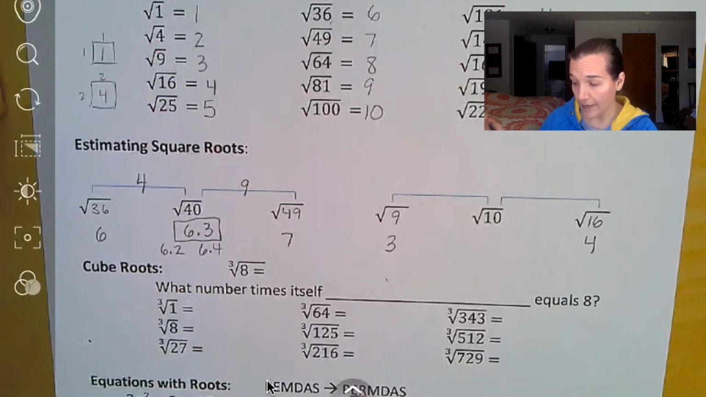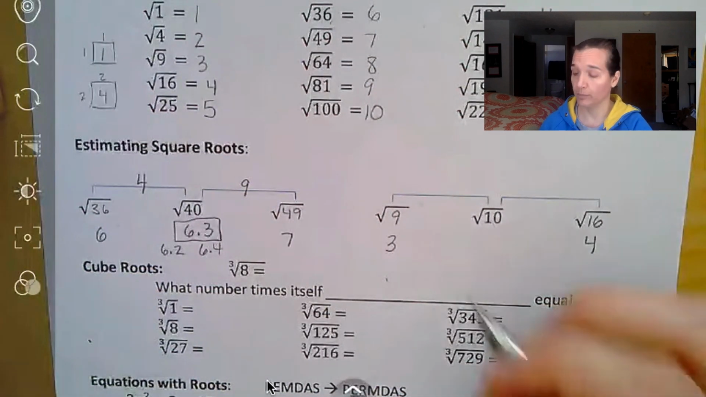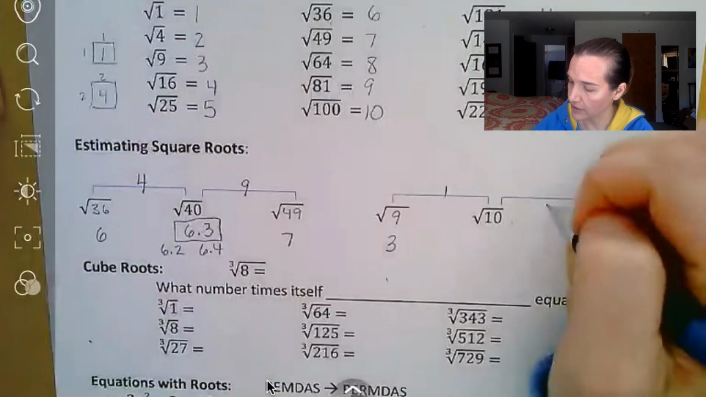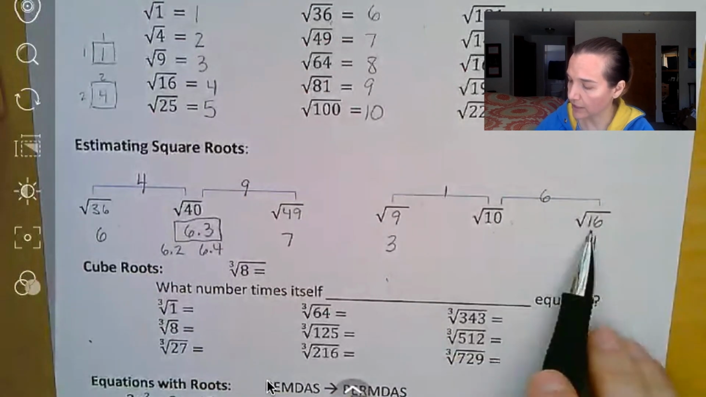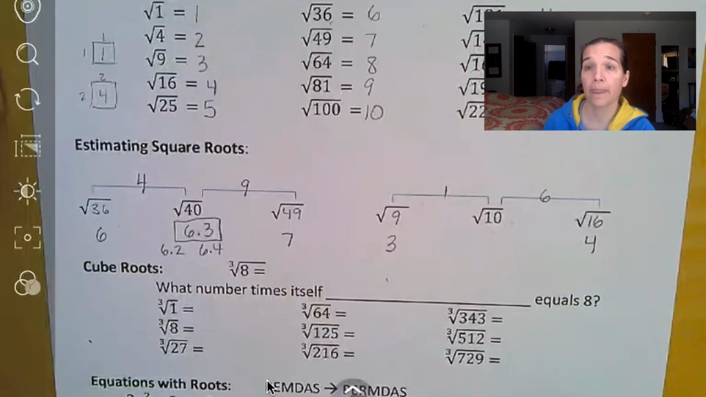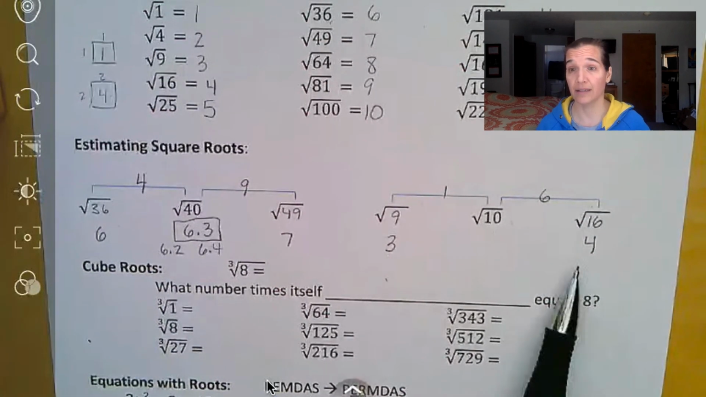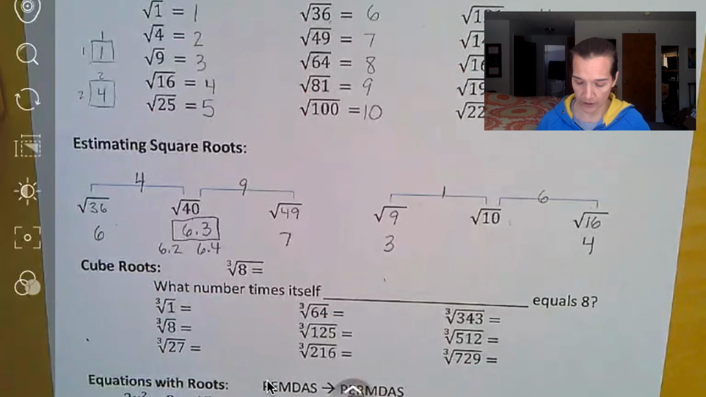If it was right in the middle, again, it'd be 3.5, but let's see. From here to here, it's only 1 unit away, versus here to here, it's 6 units away. To get from 10 to 16, 6 units. So now I know my answer is much, much closer to 3 than it is to 4. How much?